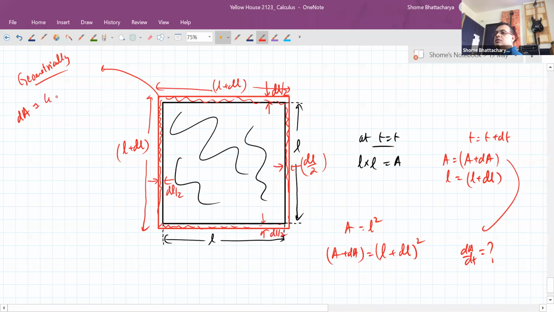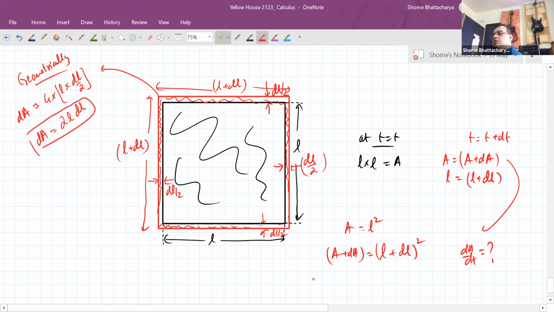So what is the shaded area? It is 4 times L into dL by 2. Okay. So it is 2 times L into dL. That is the increase in area geometrically.